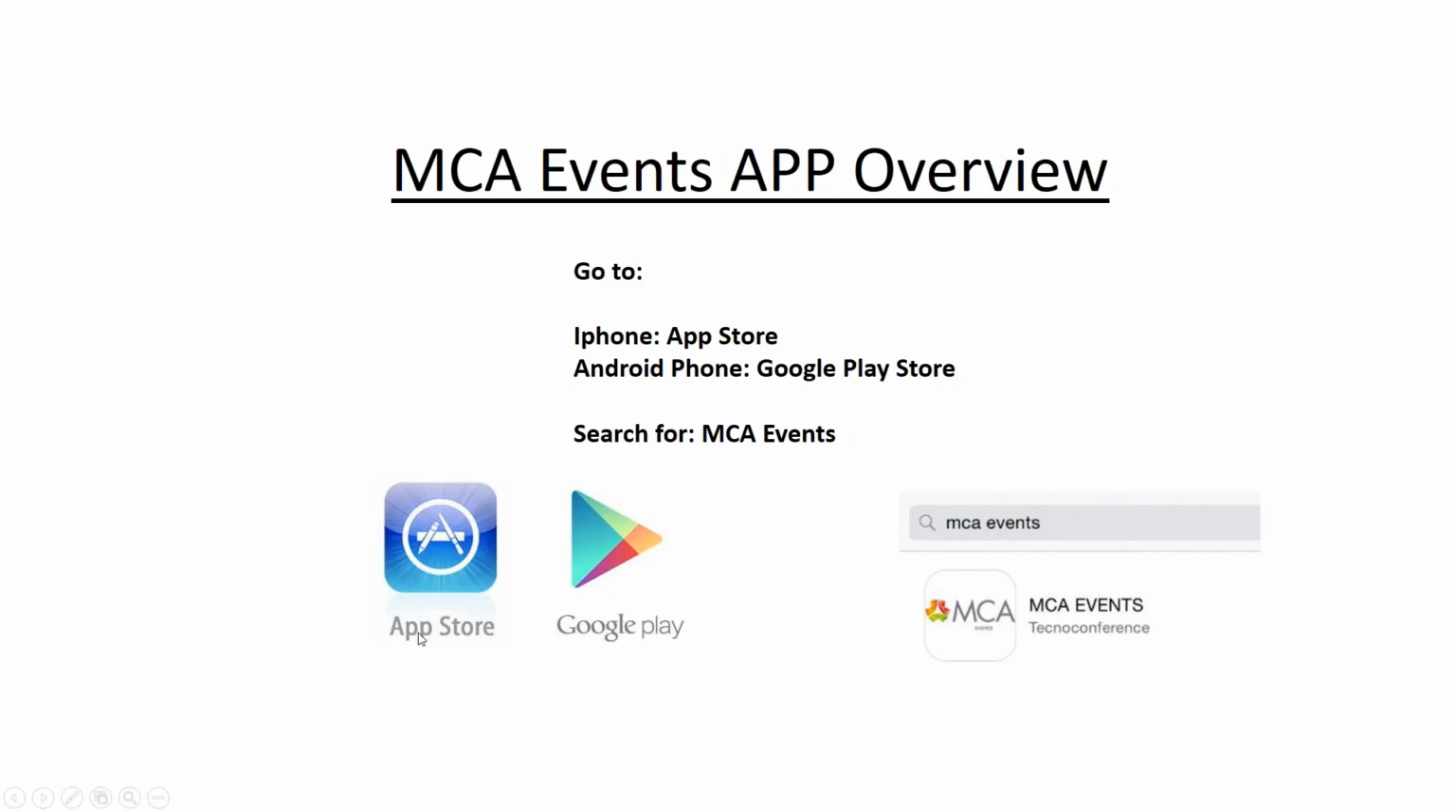Here, I brought up the way to find it on Google Play. As you can see, search for MCA events, and it should come up the way it looks right there in the second image, where it says MCA events Technoconference. Do you see that? Yes. And then it will allow you to tap on that. As soon as you tap on that, it will pop up into the informational page for that app, and then from there you'll be able to download it.